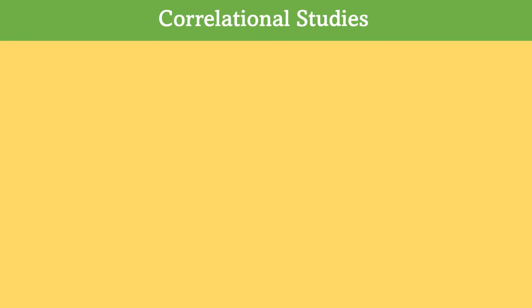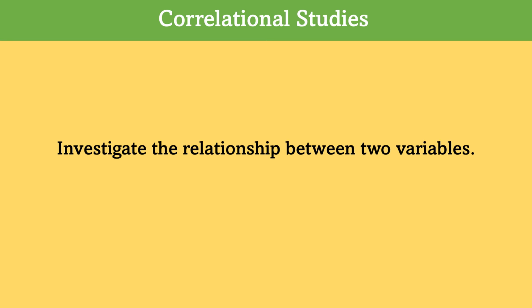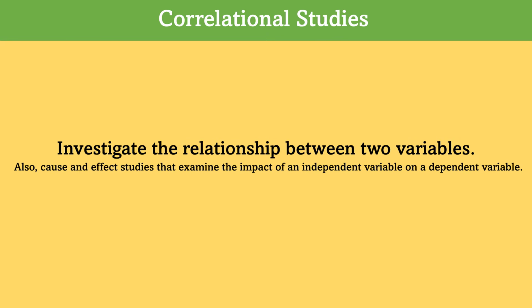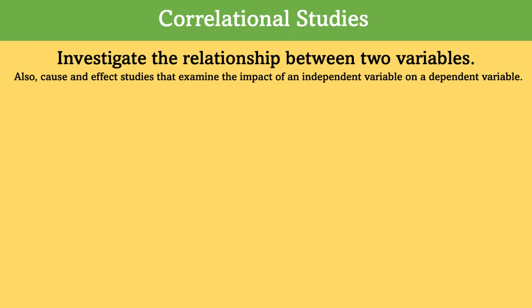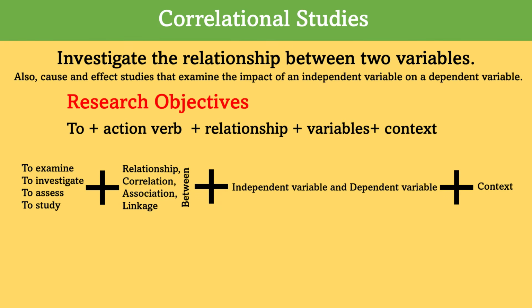And the third group of quantitative studies that we want to discuss here is correlational studies. Correlational studies investigate the relationship between two variables. Cause and effect studies that examine the impact of an independent variable on a dependent variable are in this group too. Here you can see some general format of research objectives and research questions for correlational studies.